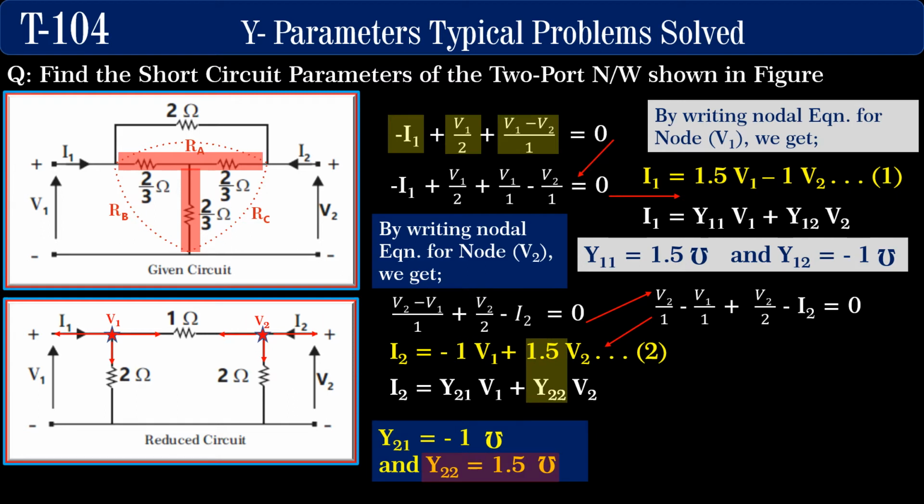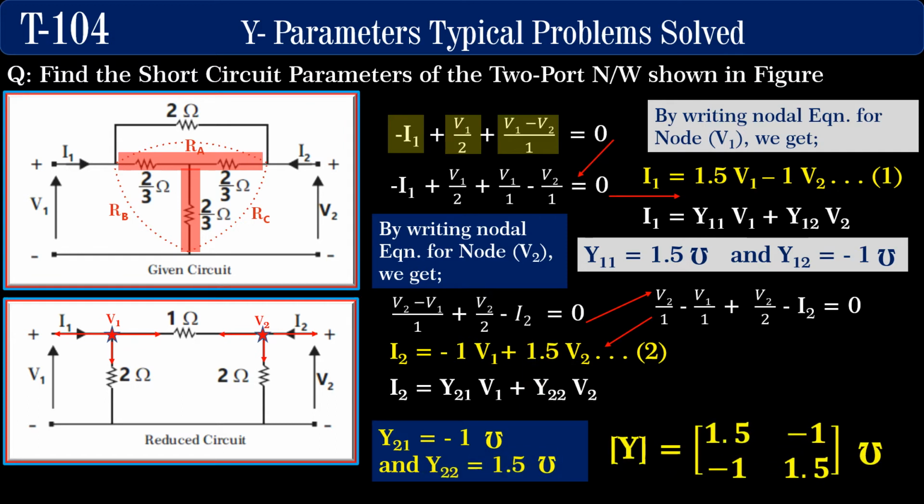By writing the parameters obtained in terms of a matrix, we get Y is equal to [1.5, minus 1; minus 1, 1.5] mho, which are the same parameters as those we obtained earlier. This is another method of finding the Y parameters, and you can use it whenever it is suitable.